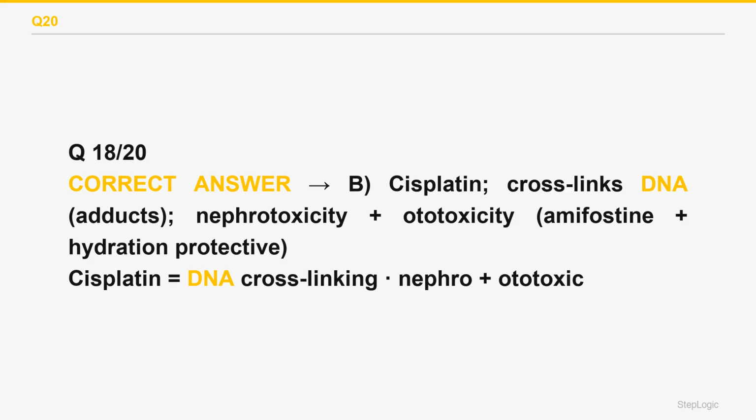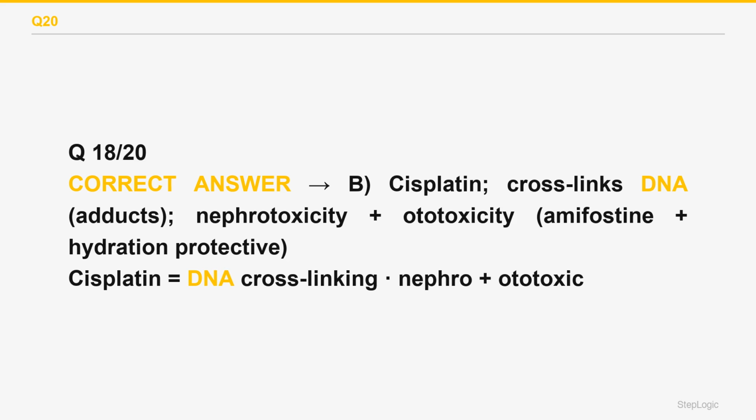The correct answer is B. The protective measures in the question point to Cisplatin. Aggressive IV hydration with saline diuresis dilutes and flushes the drug to protect the kidneys, and amifostine, a free radical scavenger, is given as a cytoprotectant against the nephrotoxicity. Hearing and renal function are monitored throughout.